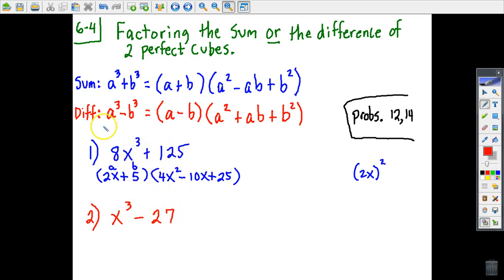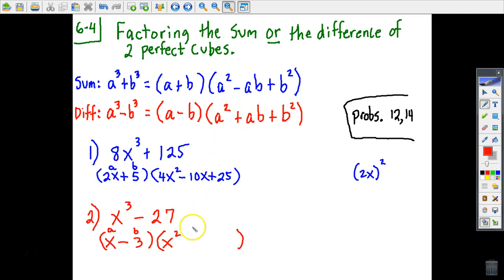Now let's look at the difference between two cubes, which I have in red. Well, it's very similar. I start my binomial, the linear binomial, with the cube root of each of these terms. The cube root of x to the third is x. I'm going to use this sign. And the cube root of 27 is 3. Okay, the quadratic trinomial will be built off of these. This is the A term. This is the B term. So I do A squared, which in this case will be x squared.